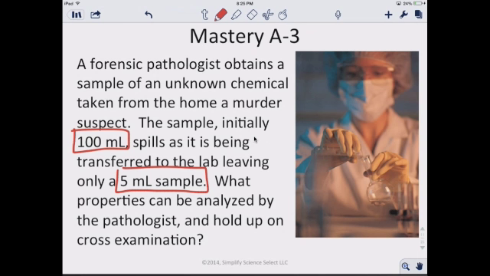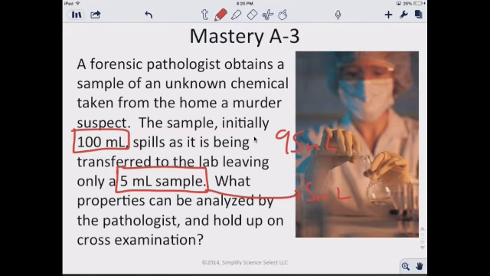So when we're looking at this, the one thing we have to understand is we can't really do anything with extensive properties because we lost 95 milliliters. So anything that was dependent on the amount of substance we have, we can't use. So the only properties we can look at would have to be intensive properties, because we only have 5 milliliters left.